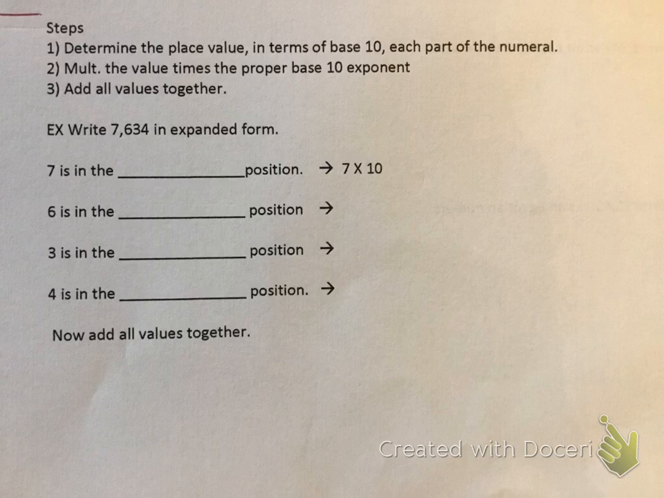So to write something in expanded form, determine each of the place values in terms of base 10. Multiply the values together by the proper base 10 exponent, and then add all the values together. All right, so if we have 7,634, and I want this written in expanded form, I'm going to start with the 7. The 7 is in the thousandths position. So this becomes 7 times 10 to the third. Because remember, thousandths means 3 zeros.